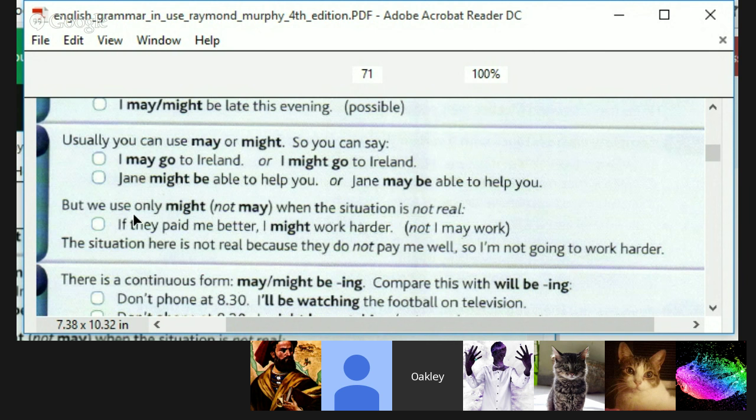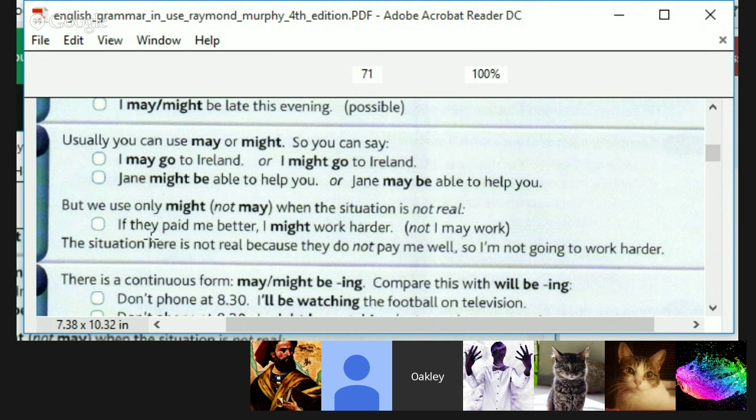However, when you jump into the subjunctive, that means an imaginary situation, a hypothetical situation, something that is not real, or at least not real now, then we're going to use might. We will not use may. For example, if they paid me better, I might work harder. Well, if they paid me better, the fact is they do not. So it is not real. You cannot say, if they paid me better, I may work harder.